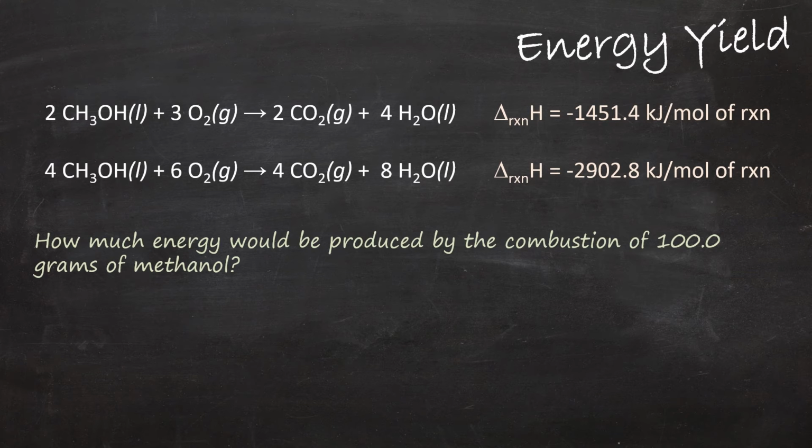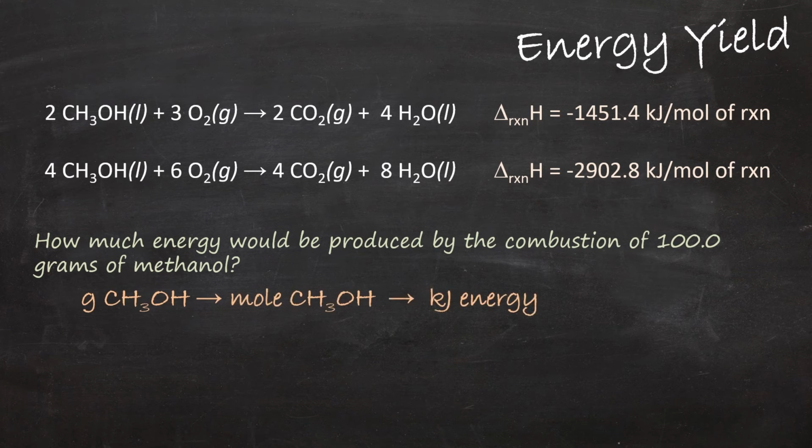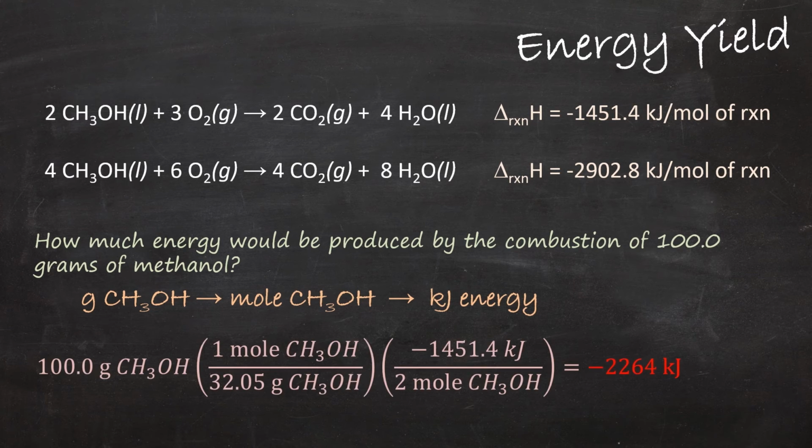So first, we get to the moles of methanol by the molecular mass, and then we know that for every 2 moles of methanol that combusts, minus 1,451.4 kilojoules of energy is produced, giving us minus 2,264 kilojoules of energy produced by the combustion of 100 grams of methanol. Now, we preserve the sign on the energy so that everyone knows that this was energy emitted in an exothermic process.